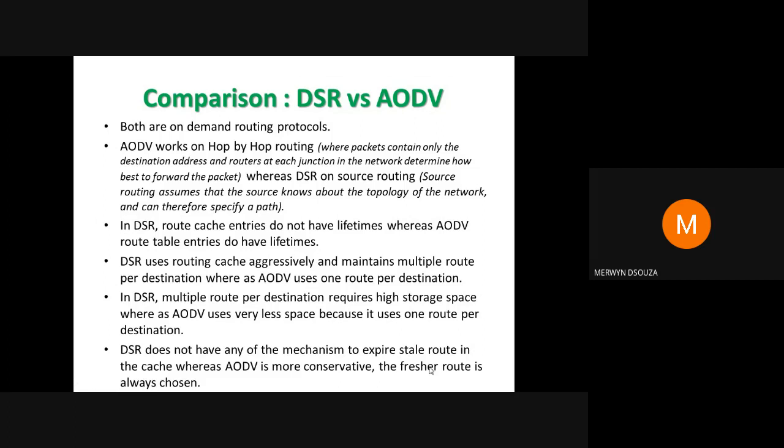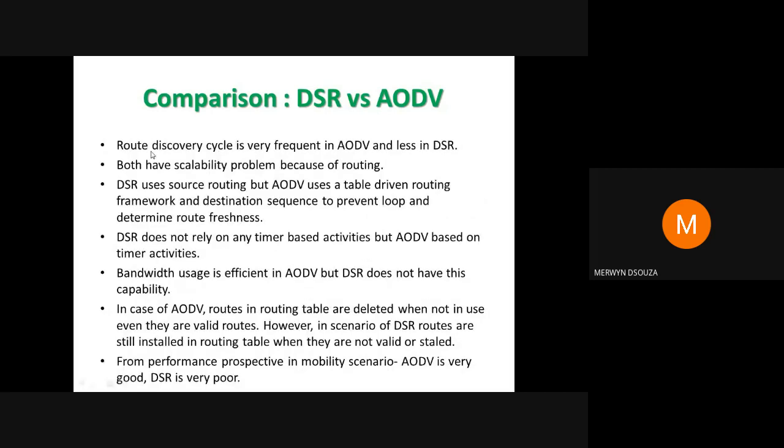So if there's a newer entry, then the older entry will be deleted, and you will always use the newer entry. Whereas in DSR, there is no mechanism of determining which is the newer entry. So you could have multiple entries, and you are not sure which is the newer entry and which is the older entry. Then the route discovery cycle is more frequent in AODV, and not that much route discovery is done in DSR.